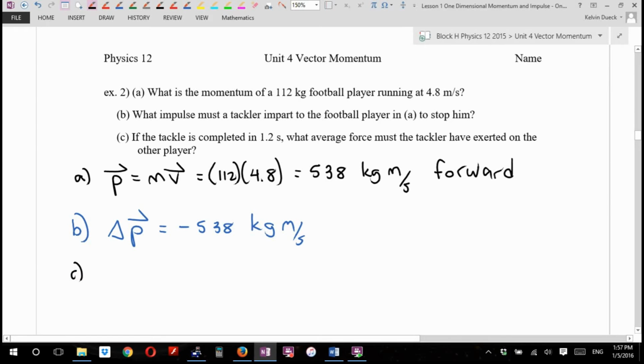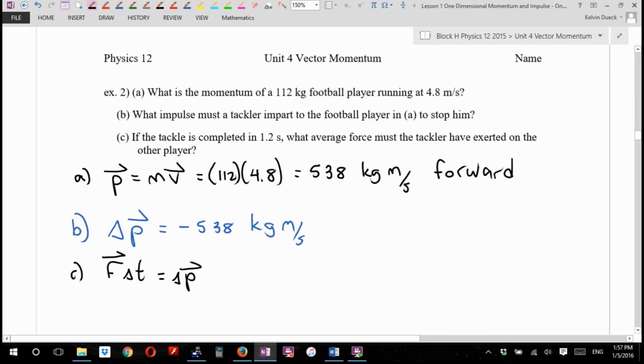Part C: if the tackle is completed in 1.2 seconds, what average force must the tackler have exerted on the other player? What's this question asking me to find? Force. Now, up until now, whenever we've said force, our first inclination has been F equals ma, free body diagram, except what did I find in part B? I have an equation that has force and impulse in it. It's the only other equation in this unit. It's this one: force times change in time, impulse equals change in momentum.